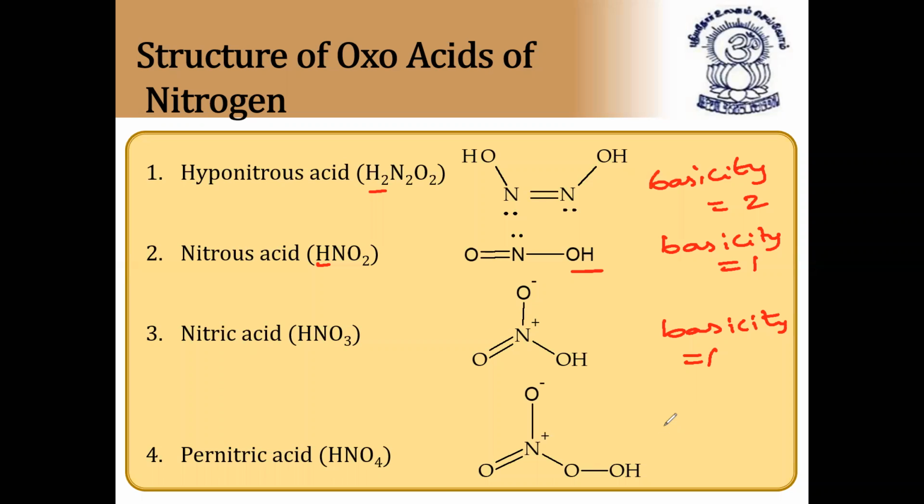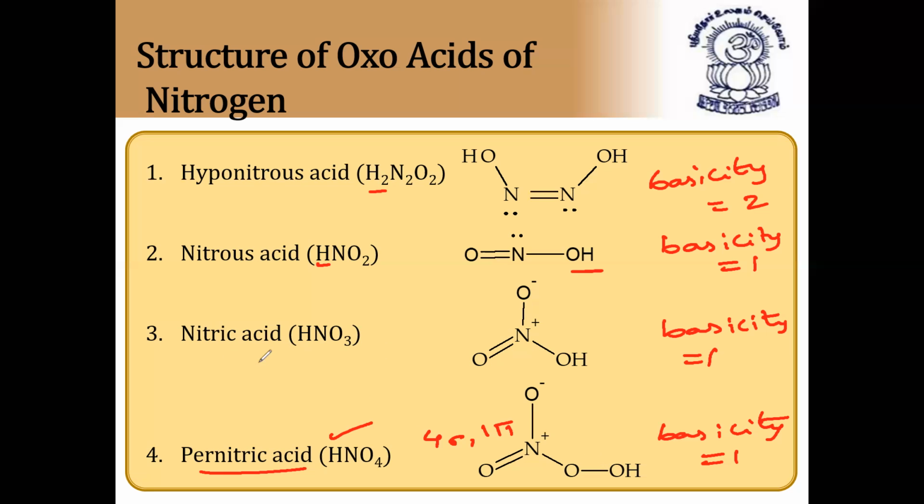They may ask basicity also, and they may ask without giving formula, what is the basicity of pernitric acid? It is equal to 1, because the formula of pernitric acid is HNO4. The structure will be like this. And number of sigma bonds and pi bonds in pernitric acid: 1, 2, 3, 4 sigma bonds, 1 pi bond. So it contains 4 sigma bonds, 1 pi bond, because one double bond contains 1 sigma, 1 pi, and the remaining single bonds contain 1 sigma bond.